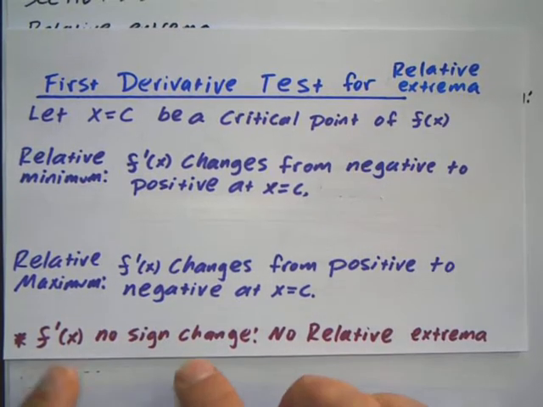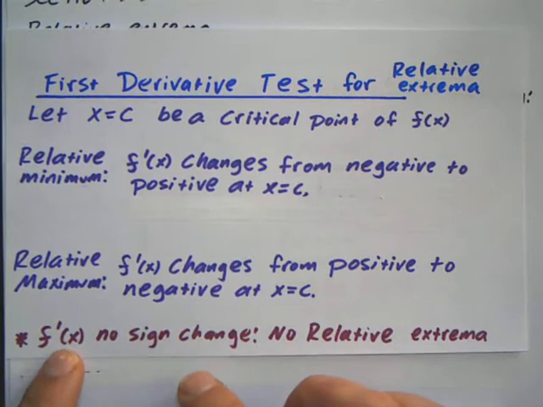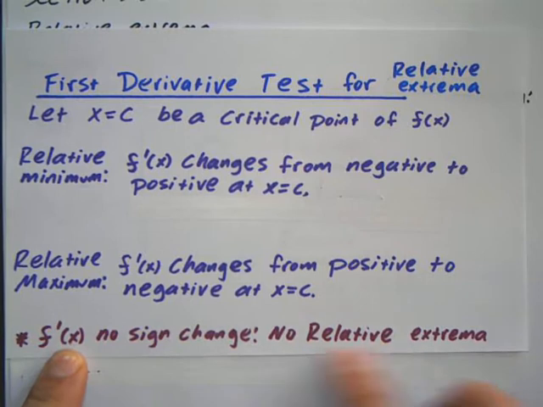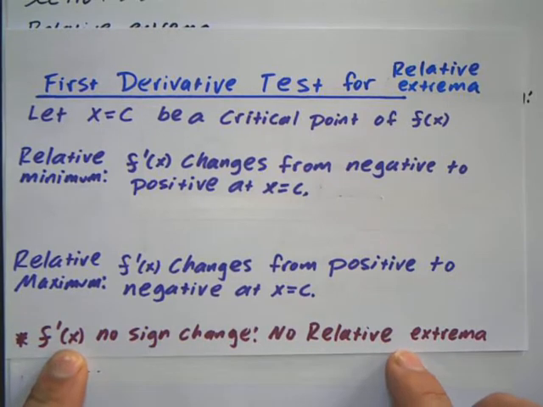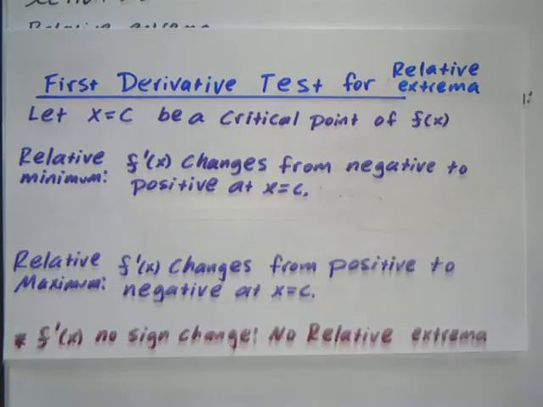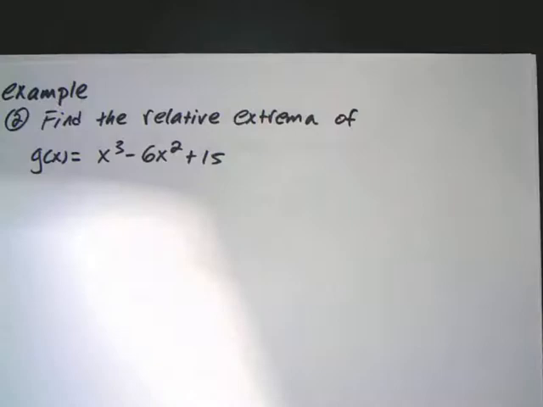Now there will be some instances where, even though you have a critical point, the derivative doesn't change signs. In that case, it's not going to be a maximum or minimum. You have no relative extrema. There's no sign change, so no relative extrema. Alright, let's look at an actual example with a given function.